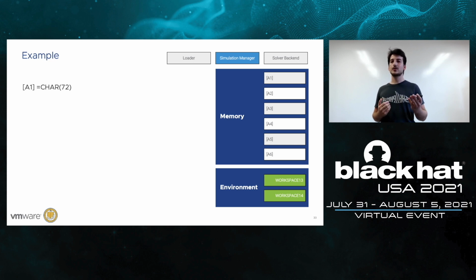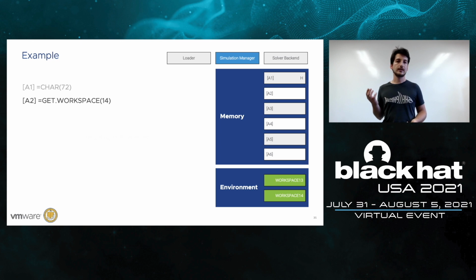So in this case, we will start execution from the cell A1, and the cell A1 contains the formula char with the parameter 72. The char formula is very common in this kind of samples and essentially translates from the ASCII representation of a character to the character itself. And so in this case, it will update the memory and write the character H to the destination cell A1. After executing the cell A1, the step function will continue and step into the cell A2.